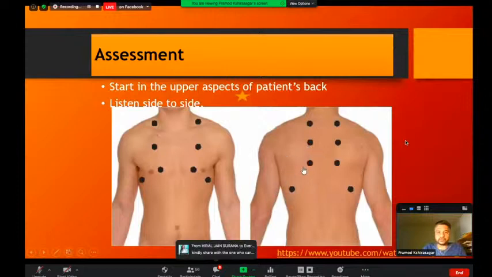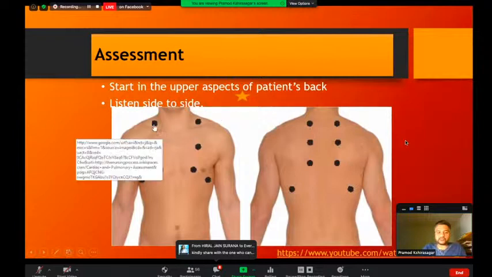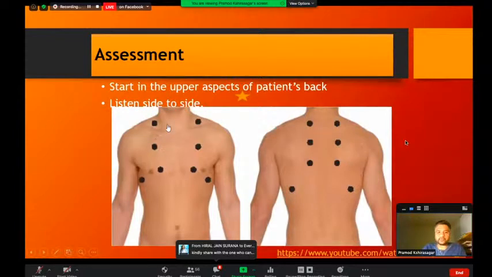Most of the lung you can hear on the posterior aspect, and then the anterior. Most of your upper lobe can be heard better when you're auscultating anteriorly. Most of the lower lobe can be heard when you auscultate posteriorly. There is a good video on YouTube which I want to share on how the crackle, wheeze, and rhonchi sound.